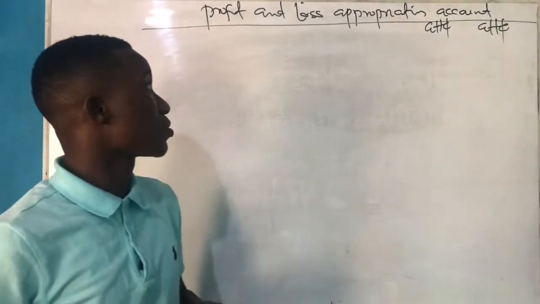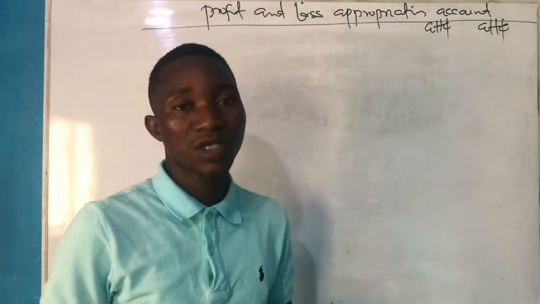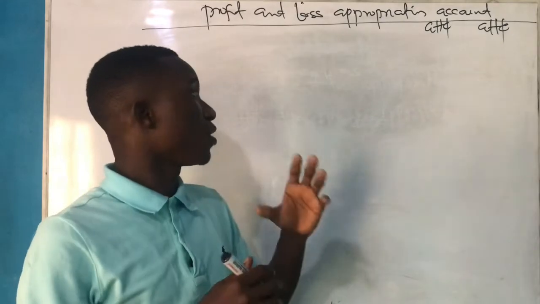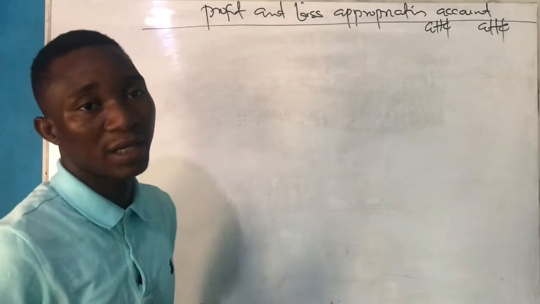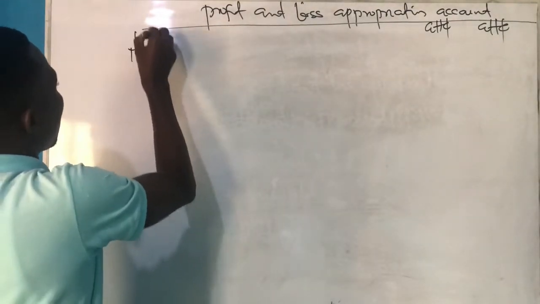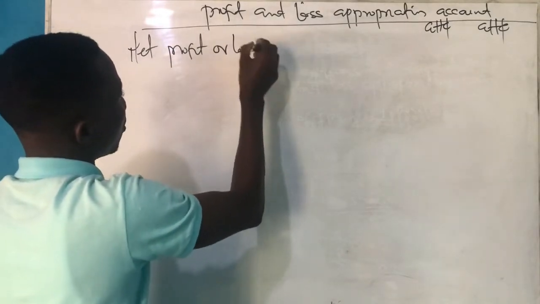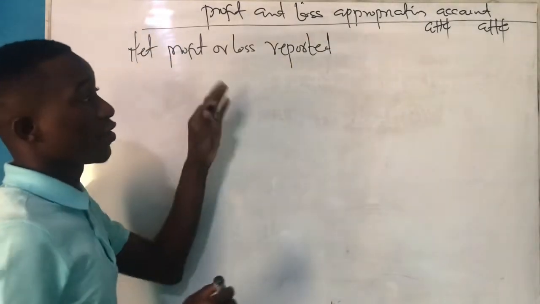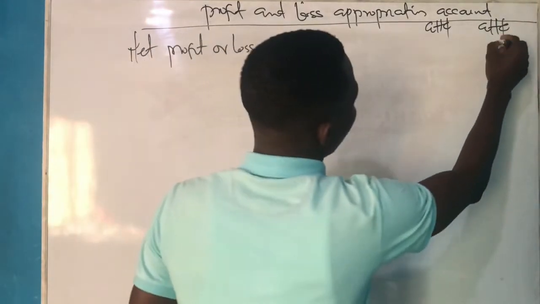This profit and loss appropriation account is prepared to share the profit or loss generated from the income statement. Is that okay? So because we are going to share the profit ascertained from the income statement, we begin with the profit. That is the net profit. Okay, so we have the net profit or loss reported. That is the net profit or loss reported from the income statement. Is that okay? So we bring it here.